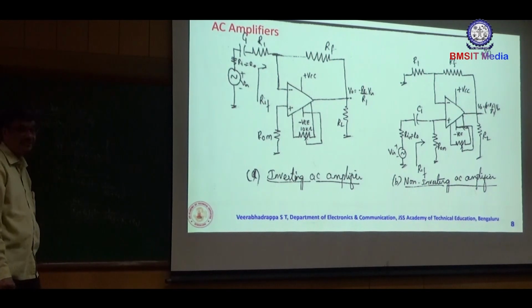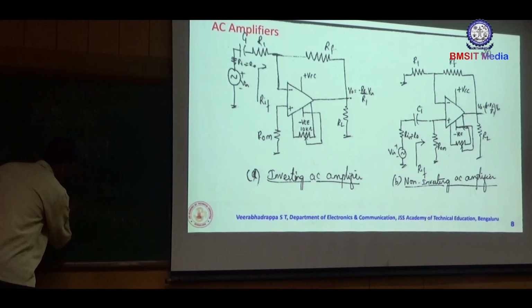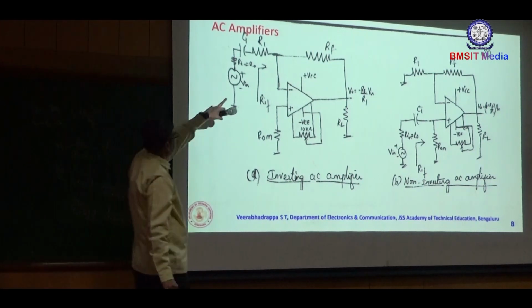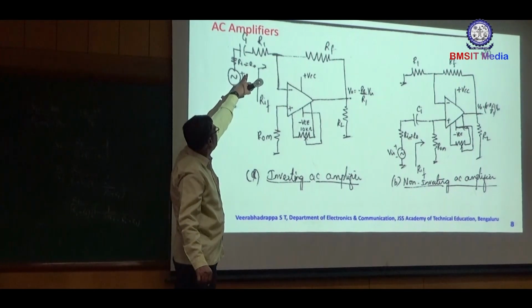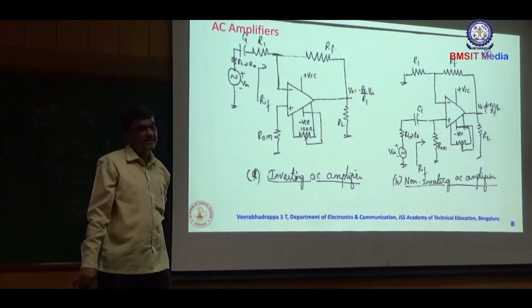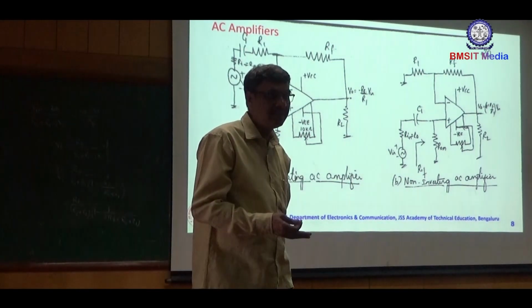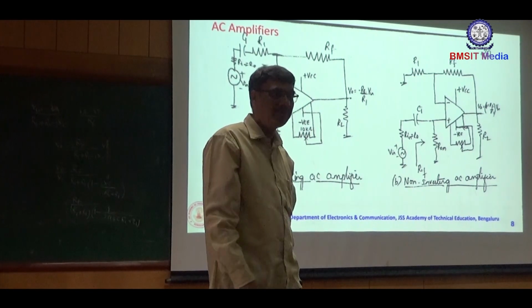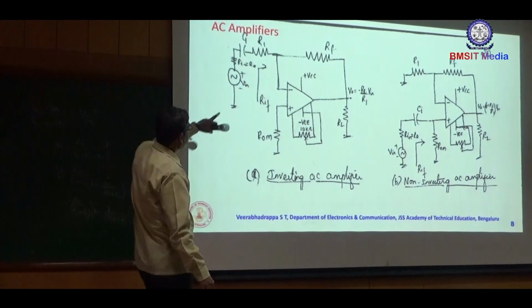Then what is the magnitude? Because this is the case of minus Rf by Ri plus R1, where Ri is nothing but the resistance of a signal generator. I have also shown it as R0. What is R0? R0 is nothing but the output resistance of the signal generator. Some books use R signal, or sometimes R0, or sometimes Ri. Then what is the output resistance of a signal generator?